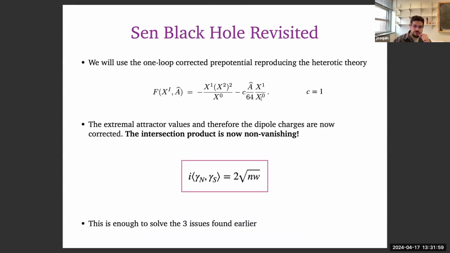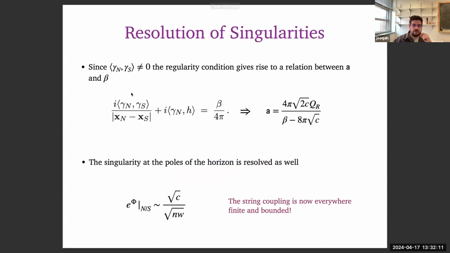Okay, so the upshot is that when you include these higher derivative corrections, this intersection product that was zero for the small black hole, this is the extremal area, now becomes non-zero and proportional to the square root of NW. And this is enough to solve the three issues. For example, for the small black hole this was zero, and that means that this term vanished, so there was no relation between beta and A. But when I include this higher derivative correction, this intersection product is not zero anymore, and now I have a relation that gives me a unique value of A as a function of temperature.